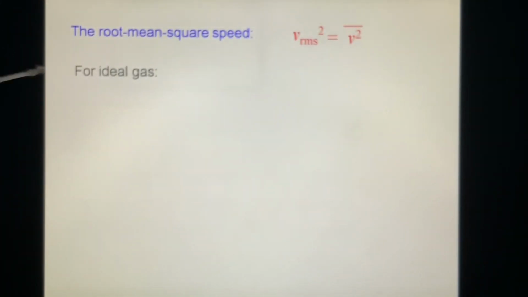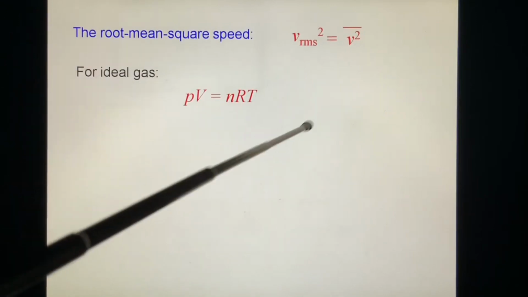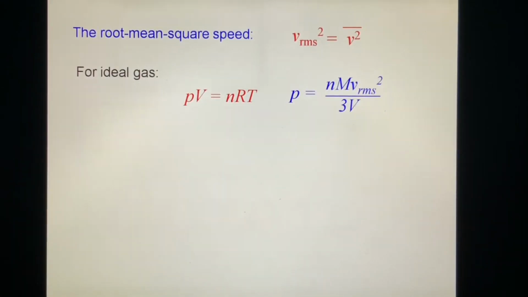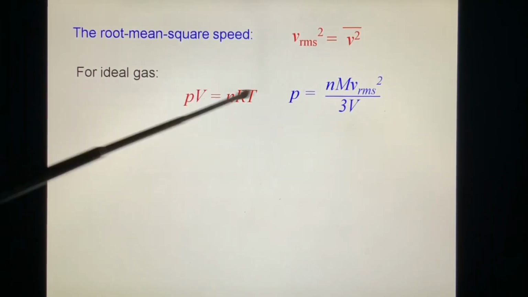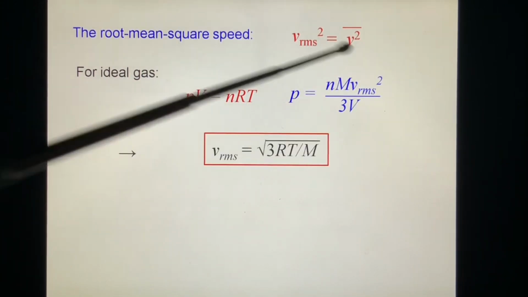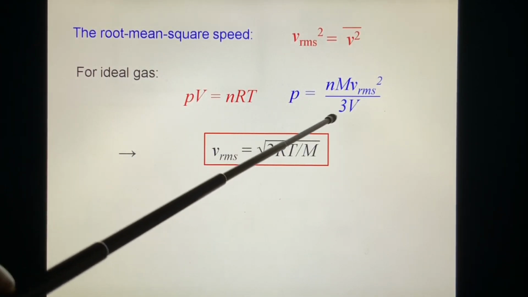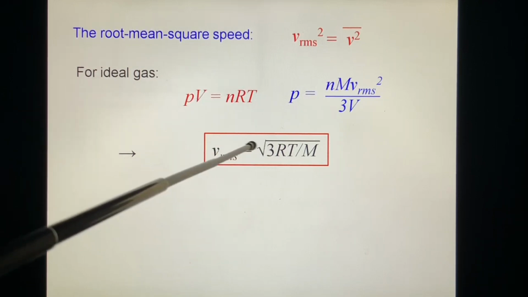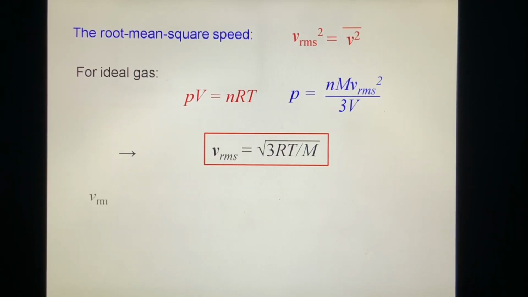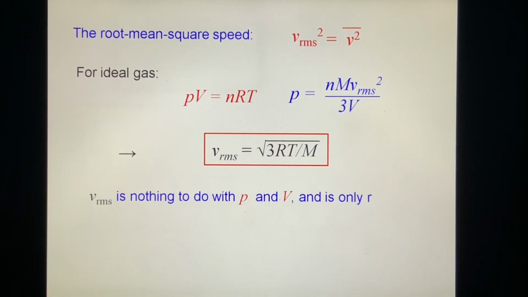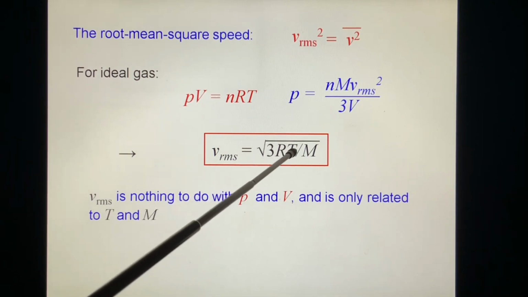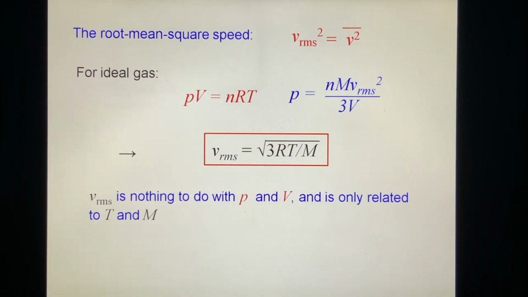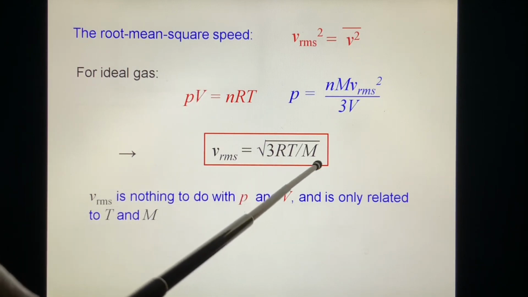For ideal gas, we know PV equals nRT. Also, we have our calculated result. Let me combine these two. PV equals nRT, we put this one here. Then we get V root mean square equal to the square root of 3RT over M. This is how we do that. And from this we learn V root mean square has nothing to do with pressure P and volume V, and is only related to temperature T and molar mass. All the gases have the same formula. Different gases have different molar mass, okay?